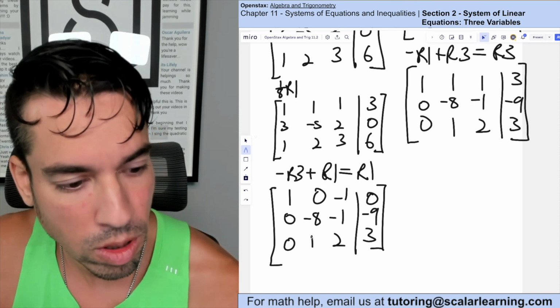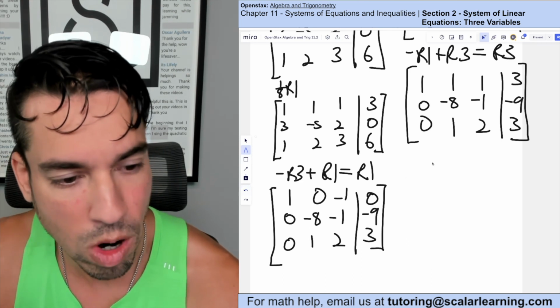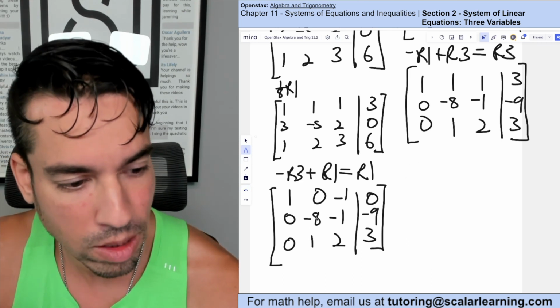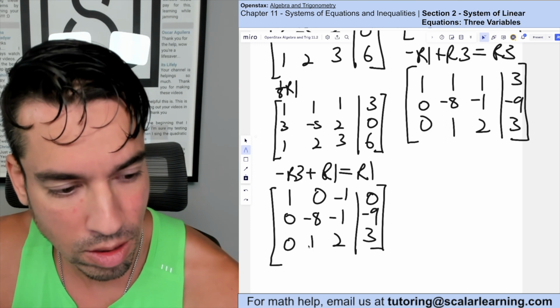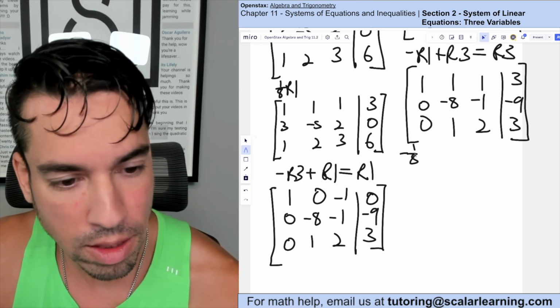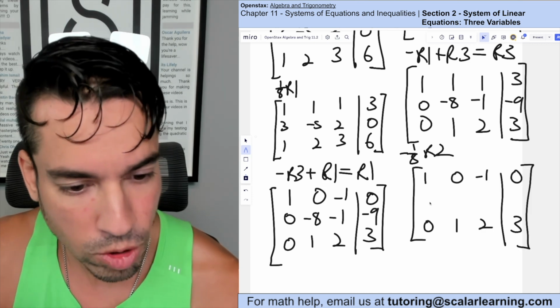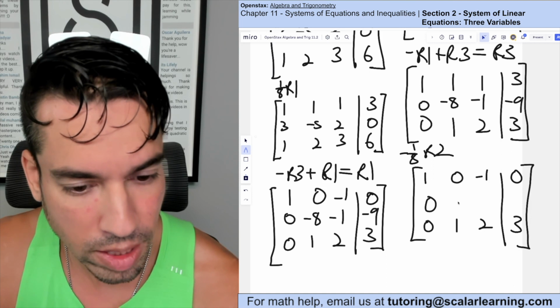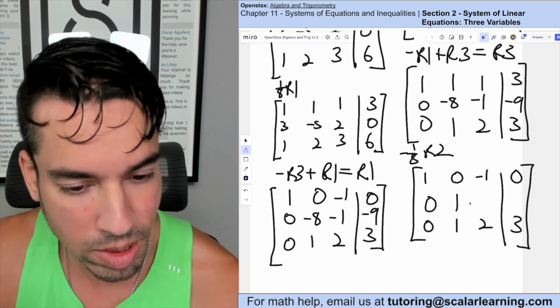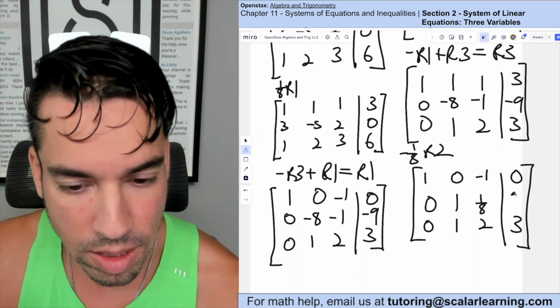Cool. Next, I want to flip this one to 0, but before I do that, I'm actually going to flip this to 1. And the reason why is because once this is 1, it's going to be really easy to 0 that out. So we got -1/8 times row 2 to get a new row 2, so let's write that out. So -1/8 times 0 is 0, -1/8 times -8 is 1. Beautiful. -1/8 times -1 is +1/8. -1/8 times -9 is 9/8.